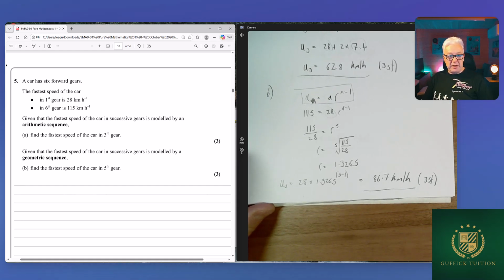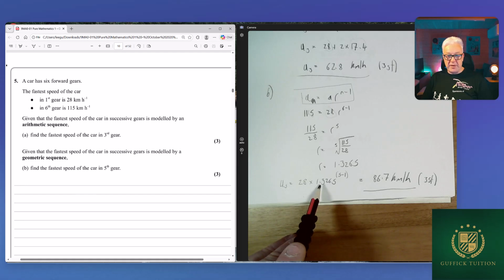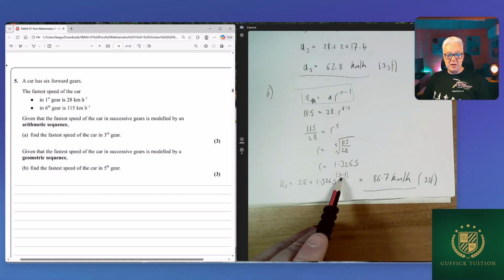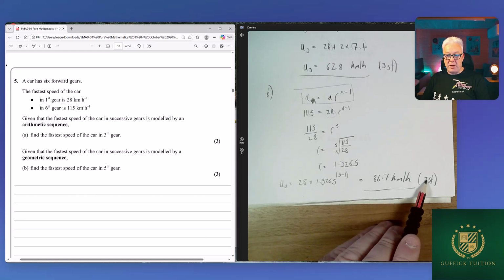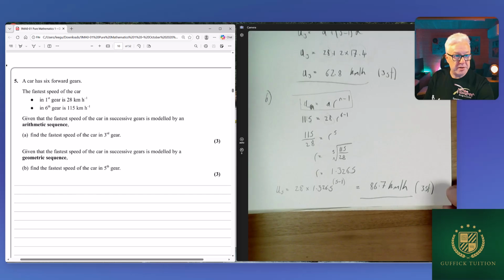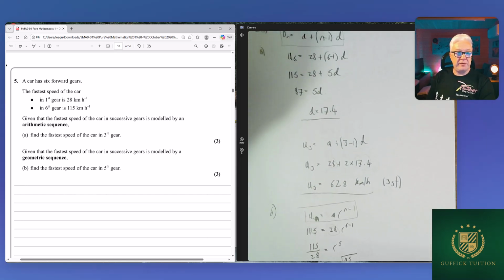So we've now got to find the fastest speed in fifth gear, so that's going to be u5 is 28 times the common ratio that we've just found, to the power of 5 minus 1, and that is 86.7 kilometers per hour to 3 significant figures. And that's how you would do question 5.